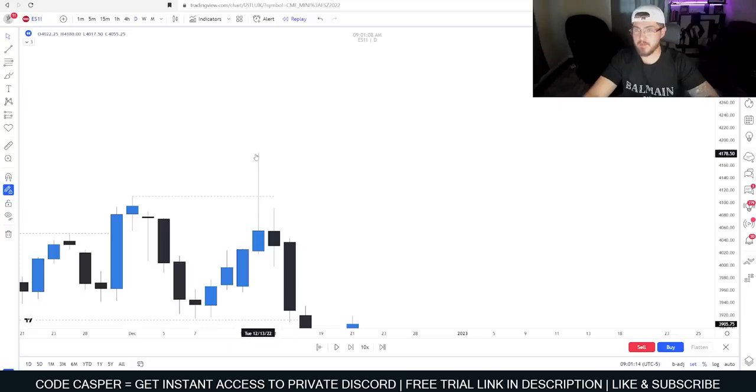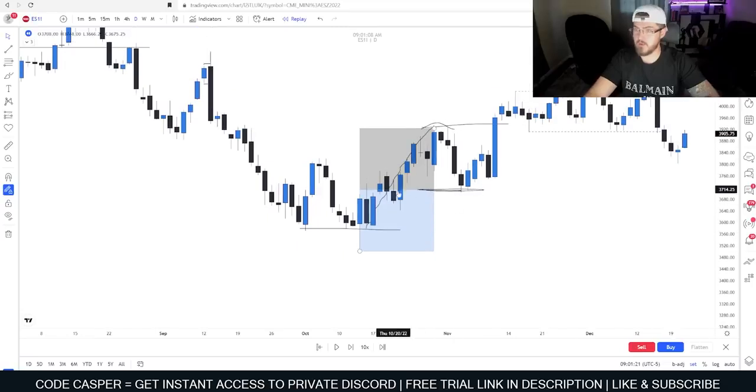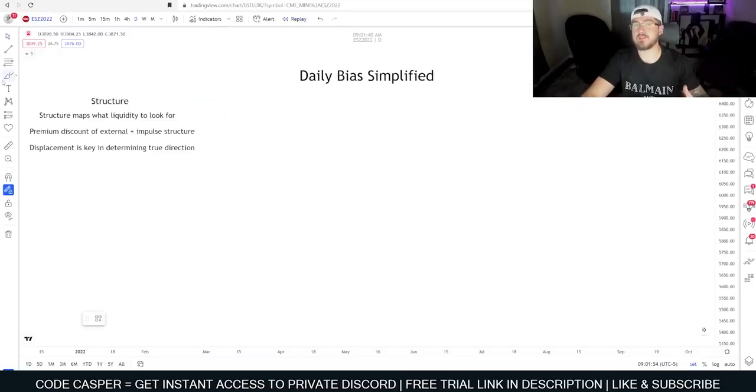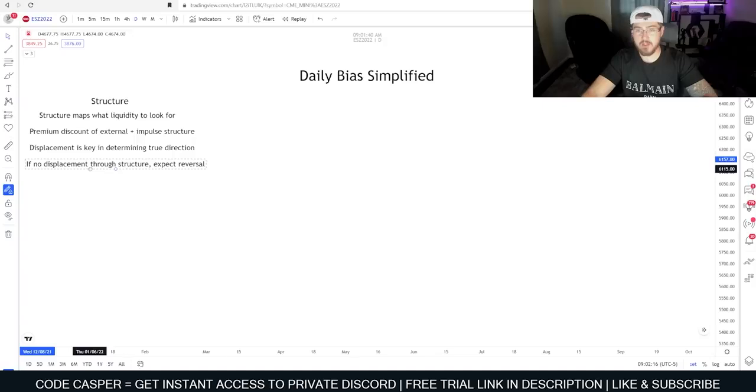So just because we got a wick above doesn't mean that you're going to use structure to say we're bullish and that we are to continue going up. This is a good example of displacement. Again, I cannot stress how important displacement is. If no displacement holds through structure, expect a reversal. This can give you a change in bias. Or if displacement pushes through structure, price is reaching.